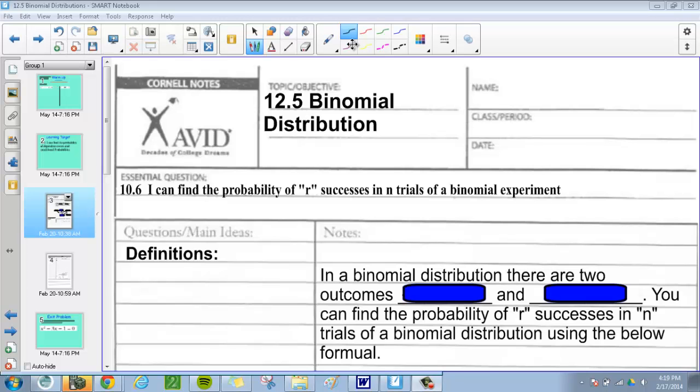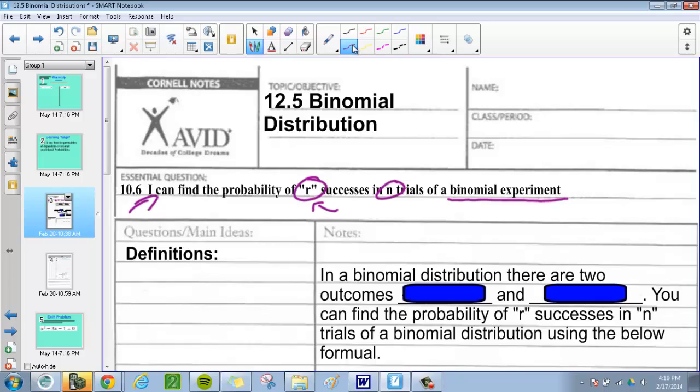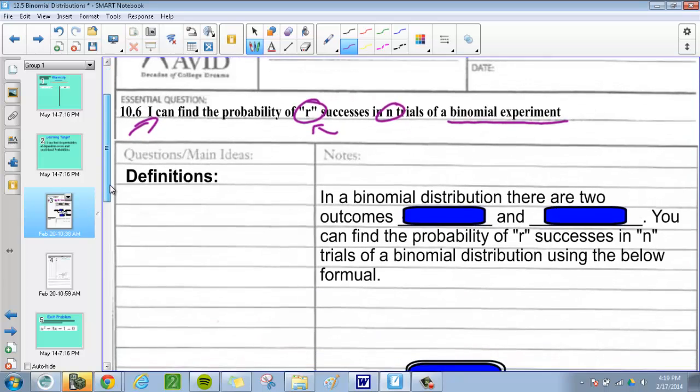Good morning, class. We are going to be talking about binomial distribution today, and your main essential question today is to be able to find the probability of r successes in n trials of a binomial experiment. Binomial meaning two, so you can have two outcomes, either having a success, which we have as the R, or a failure. Okay, so let's go to this definition right off the bat and start talking about it.